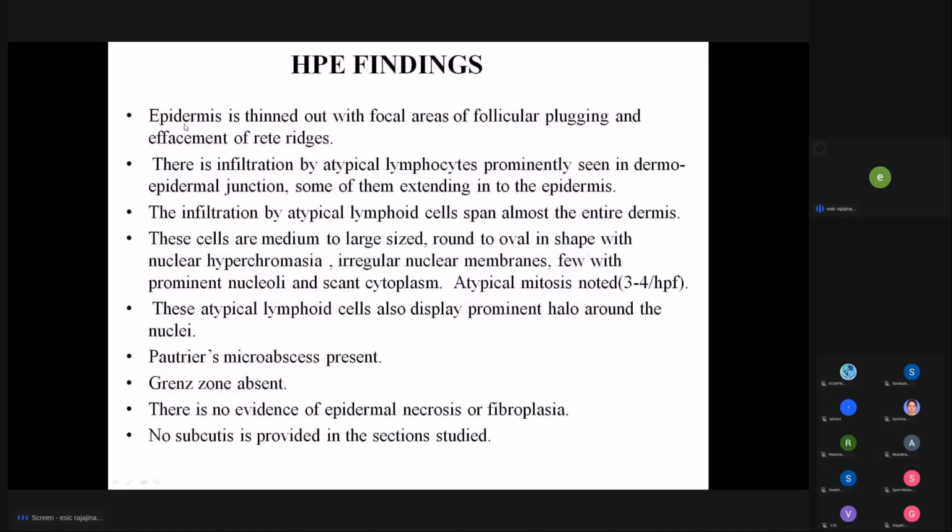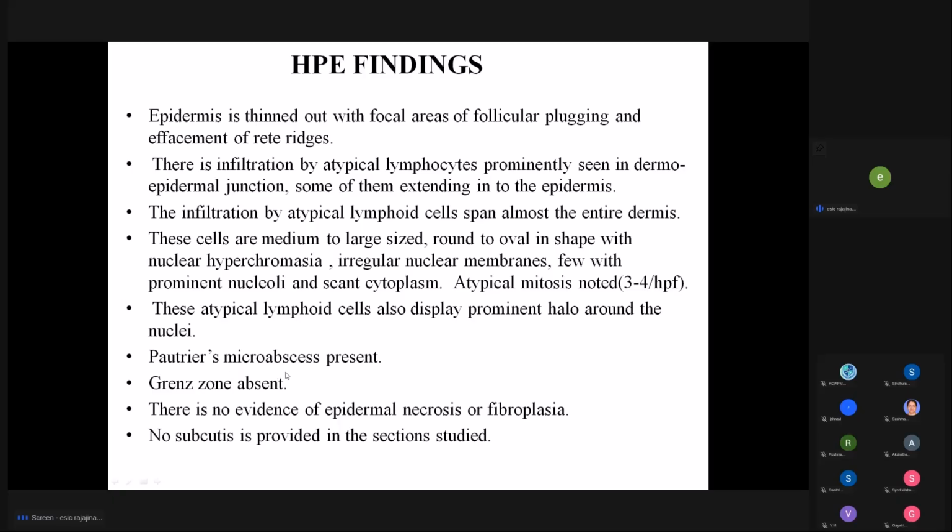Summary of the case: epidermis is thinned out with focal areas of follicular plugging and effacement of rete ridges. There is infiltration by atypical lymphocytes prominently seen in the dermo-epidermal junction, some of them extending into the epidermis. The infiltration spans almost the entire dermis. These cells are medium to large size, round to oval in shape, with nuclear hyperchromasia, irregular nuclear membrane, few with prominent nucleoli and scant cytoplasm. Atypical mitoses noted were 3 to 4 per high power field. The atypical lymphoid cells also display a prominent halo around the nuclei.